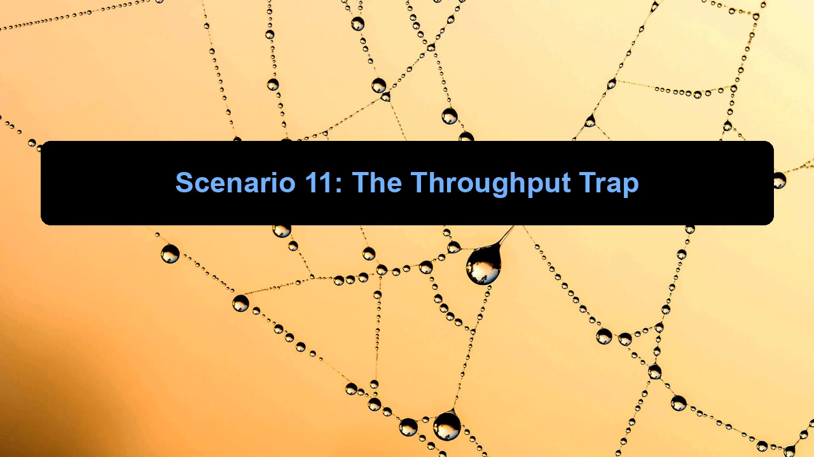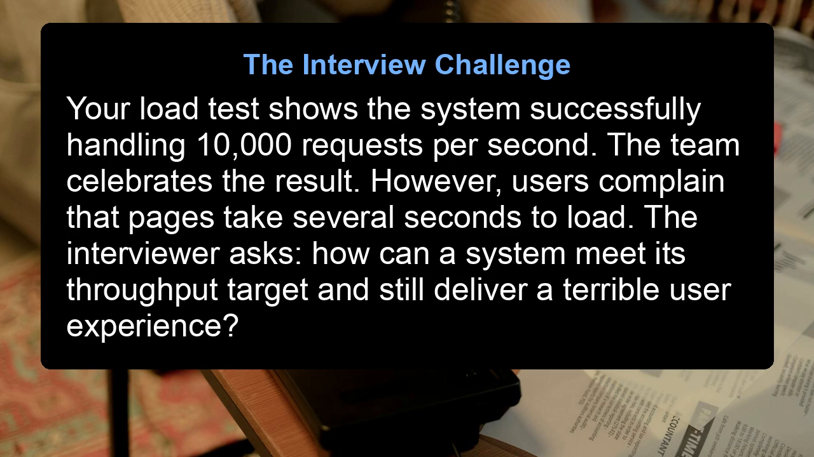Scenario 11: The throughput trap. The interview challenge. Your load test shows the system successfully handling 10,000 requests per second. The team celebrates the result. However, users complain that pages take several seconds to load. The interviewer asks, how can a system meet its throughput target and still deliver a terrible user experience?